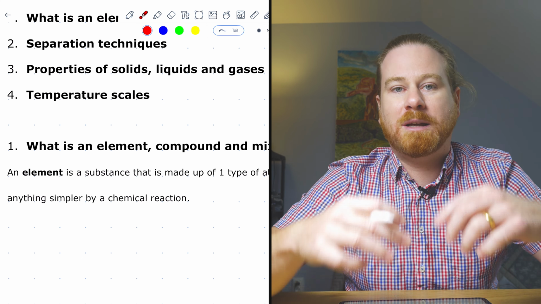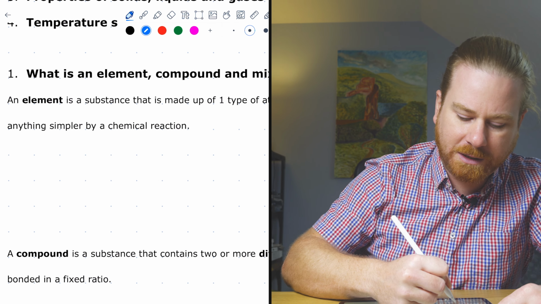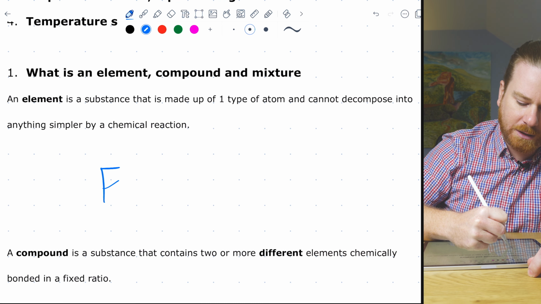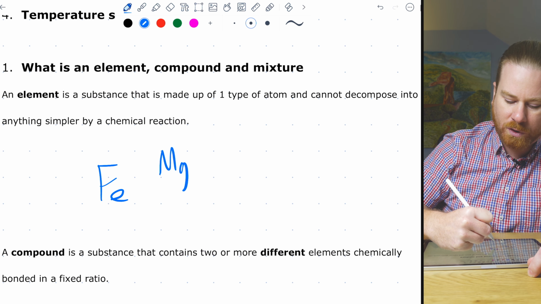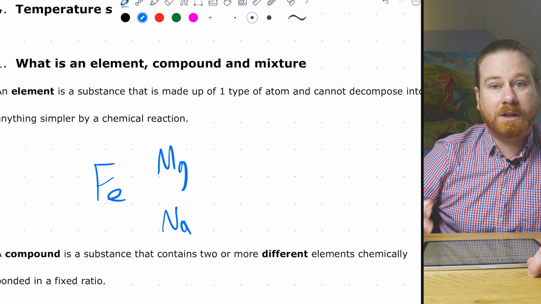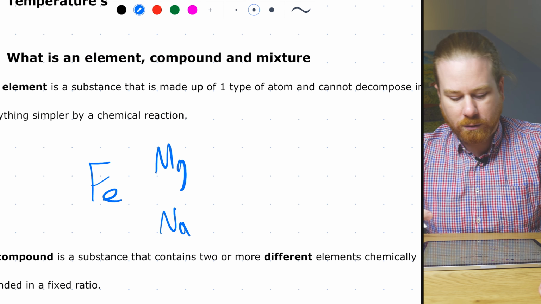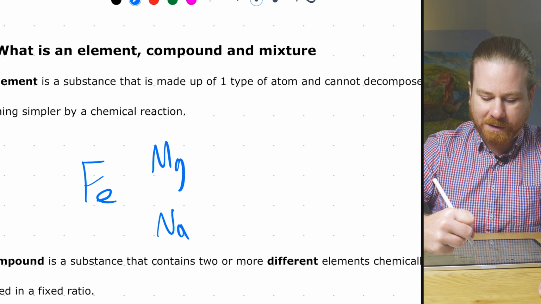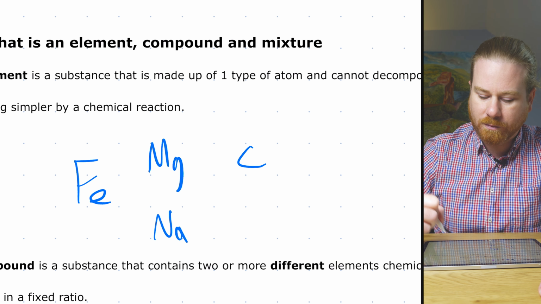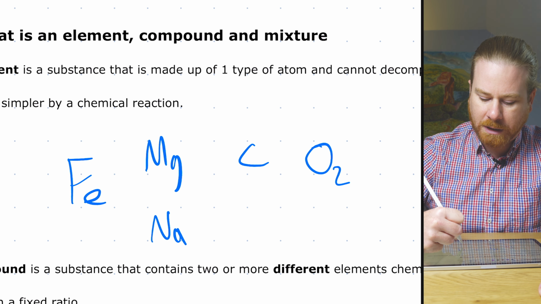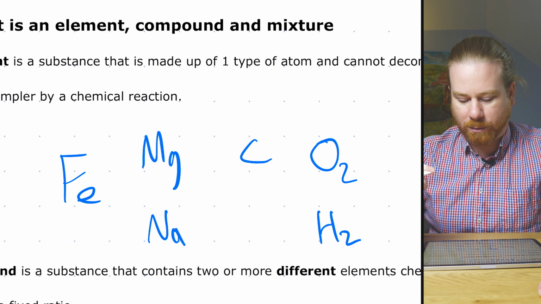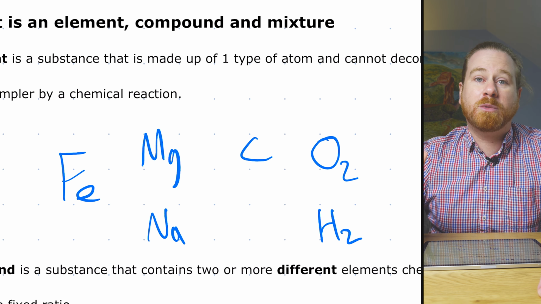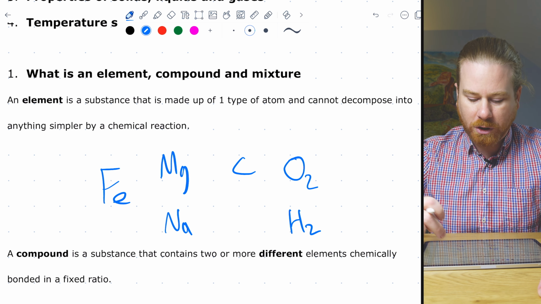So let's look at a few examples. We could have something like iron, magnesium or sodium. These are all metals and these are all elements. Then we could have something like carbon, which is a non-metal, but a lot of the non-metals, even in their elemental form, like to be bonded together. So oxygen and hydrogen are both examples of molecules.